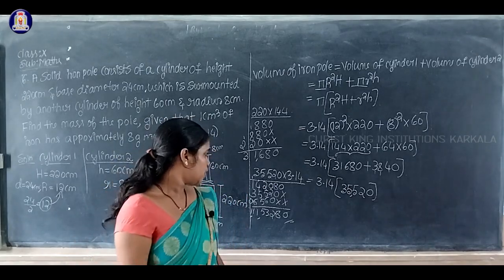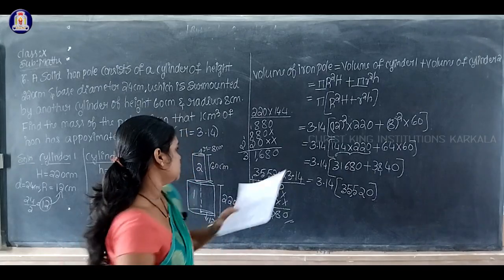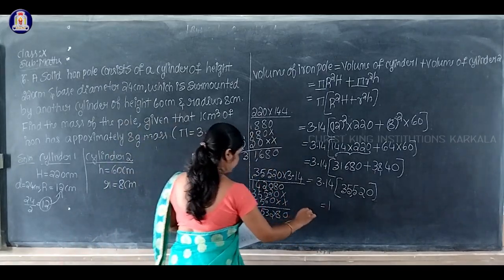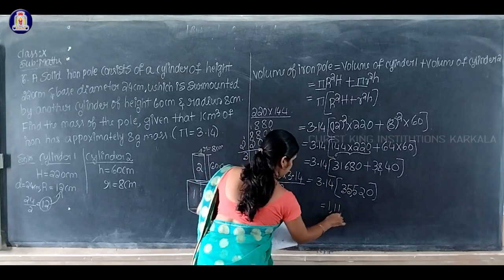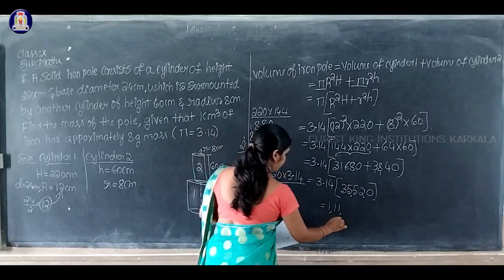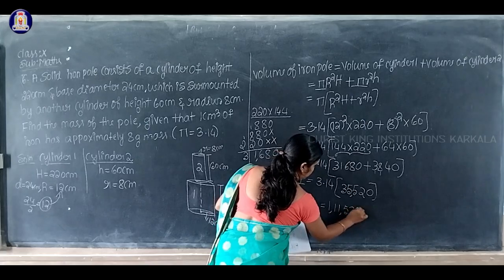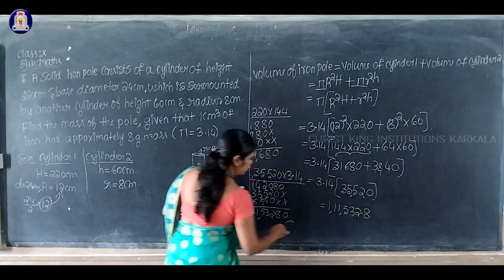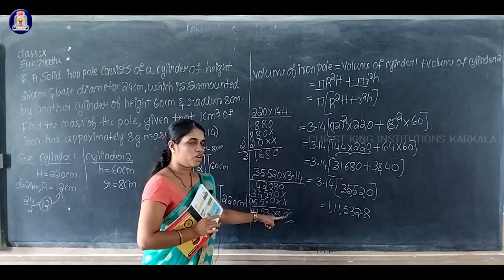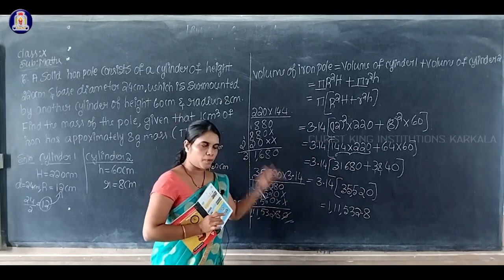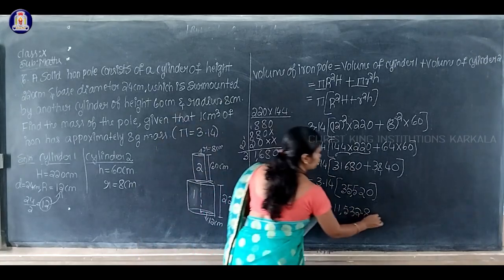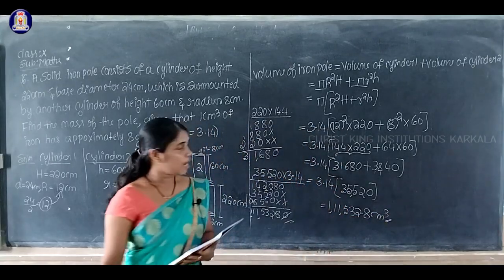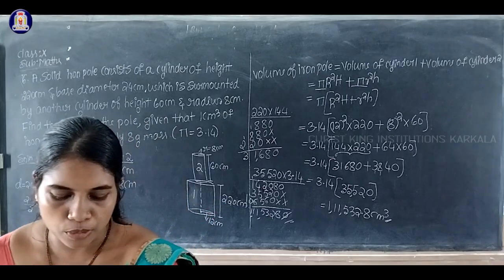Okay, so therefore I'll write here, this is equal to how much? 1,11,532.8. Okay, see, no need to consider this 0 because this 0 is after the decimal point, so no need to consider. So this is the volume of iron pole. Okay, this is the volume of iron pole.